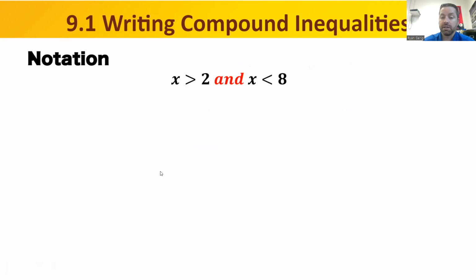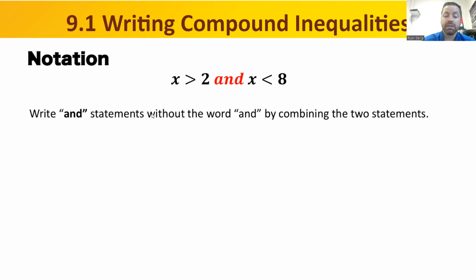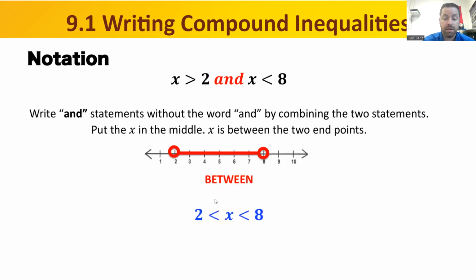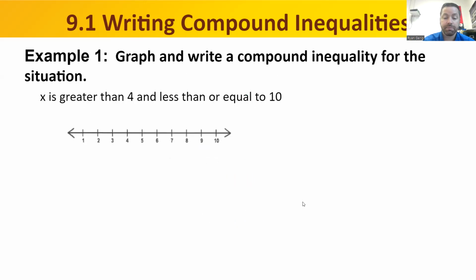Okay, so some notation things. With the word and, you can do something special. We can write and statements without the word and by combining the two statements, by putting x in the middle. x is between the two endpoints. So if I put x is greater than 2 and x is less than 8, it's that shaded spot in the middle. So it's between 2 and 8, and we could write that just like that. So x, you see where it's at? It's between 2 and 8. Notice the circles are open, so the signs are less than.